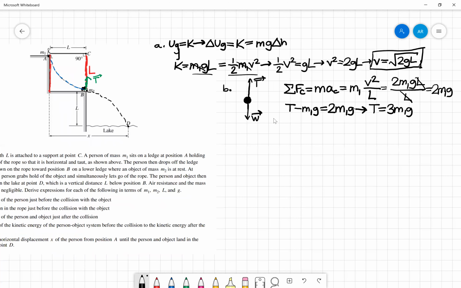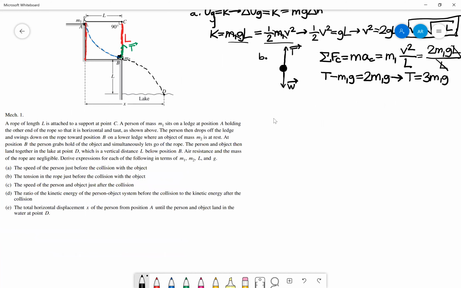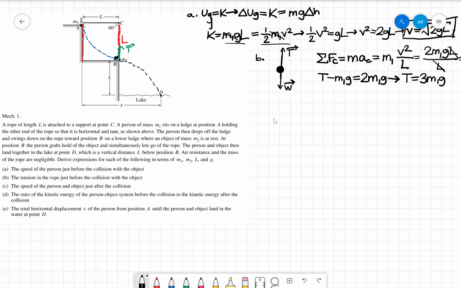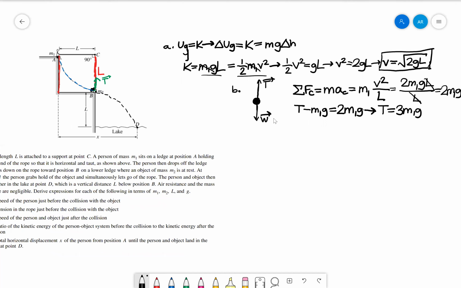Part C asks for the speed of the person and object just after the collision. After the collision, we have a combined person and object system. Because there are no external forces acting on the person and the object before and after the collision, we can assume that momentum is conserved during the collision. Generally, when you deal with collisions, momentum will be your number one choice, mainly because it is conserved for all masses. So we're going to apply conservation of momentum to this collision.